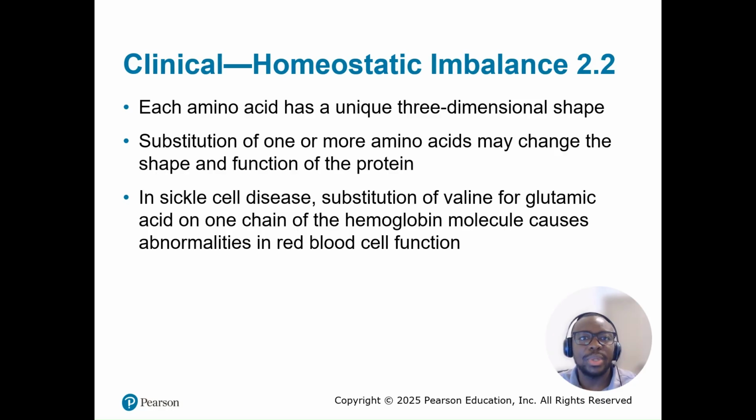What happens when the structure of a protein is altered? Please note that each amino acid has a unique three-dimensional shape. Substitution of one or more amino acids may change the shape and function of a protein. For example, in sickle cell disease, substitution of valine for glutamic acid on one chain of the hemoglobin molecule causes abnormalities in the red blood cell function.